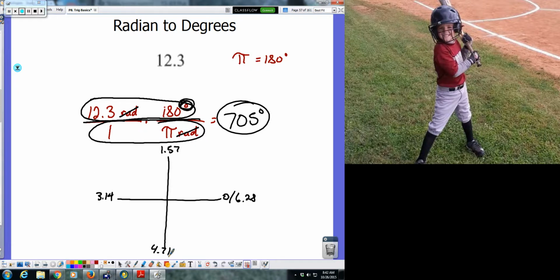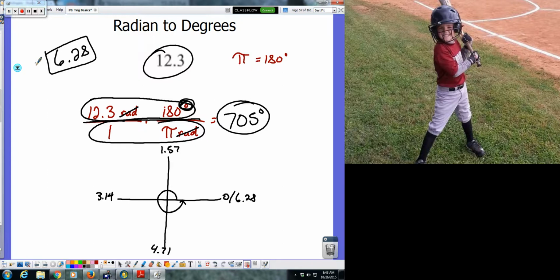We were asked to do 12.3. That keeps going. This is 0 degrees, 90 degrees, 180 degrees, 270 degrees, 360 degrees. So obviously at 12.3, it looks like it's nearly 2 rotations, isn't it? Because 6.28 is 2 pi's. Pi is 180. 2 pi's would be 360.